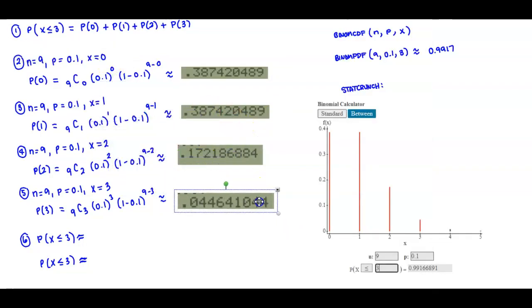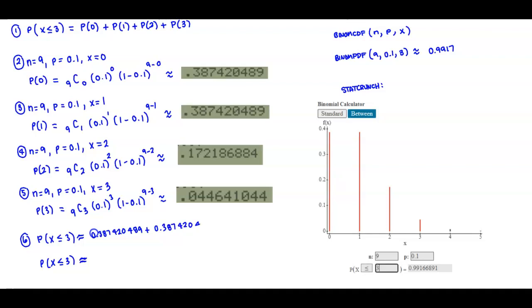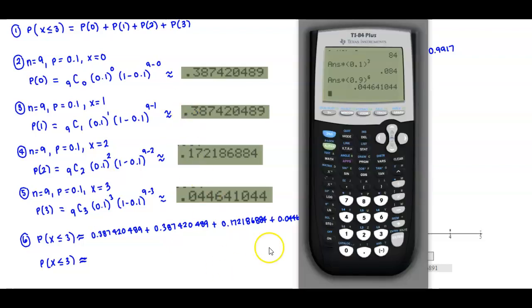Okay, so let's go ahead. I'm going to write those numbers down. So we have 0.387420489 plus 0.387420489 plus 0.172186884, and then plus 0.04464144. Okay, let's go ahead and add those up.